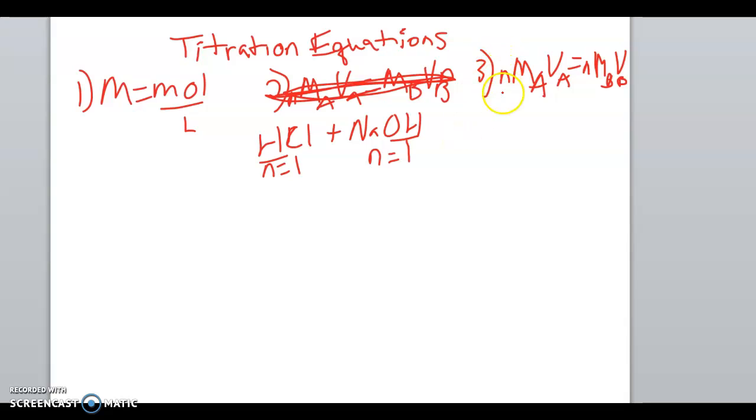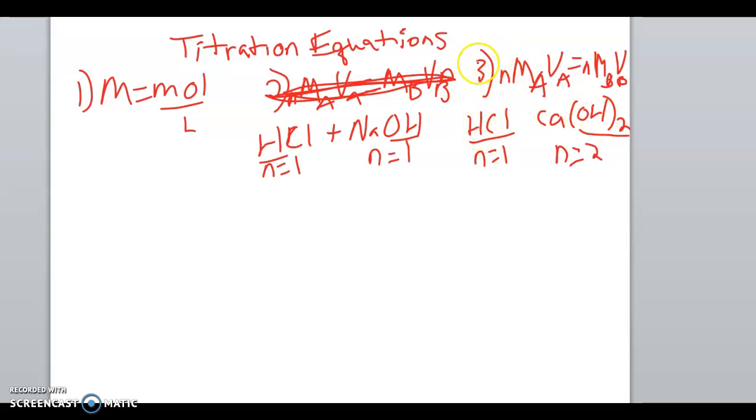So I always use this equation that has the n's in it, because when you have a situation where, let's say, HCl reacts with calcium hydroxide, now you still have for the acid your n equals 1, but for your base you have 2 hydroxides now. So on the base side your n equals 2. You have 2 moles of hydroxide ions and only 1 mole of acid ions.